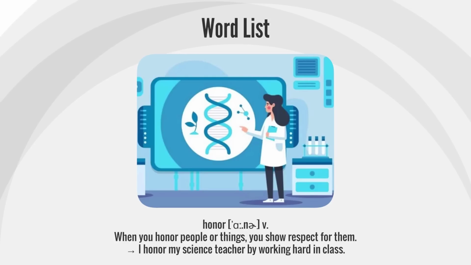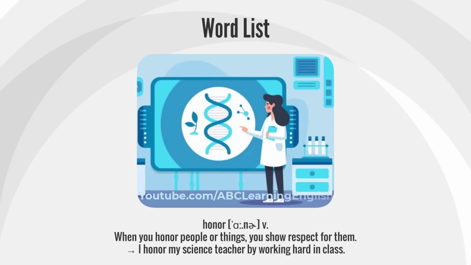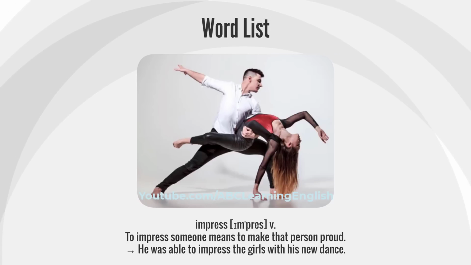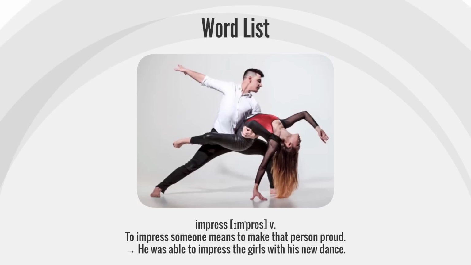Honor. When you honor people or things, you show respect for them. I honor my science teacher by working hard in class. Impress. To impress someone means to make that person proud. He was able to impress the girls with his new dance.